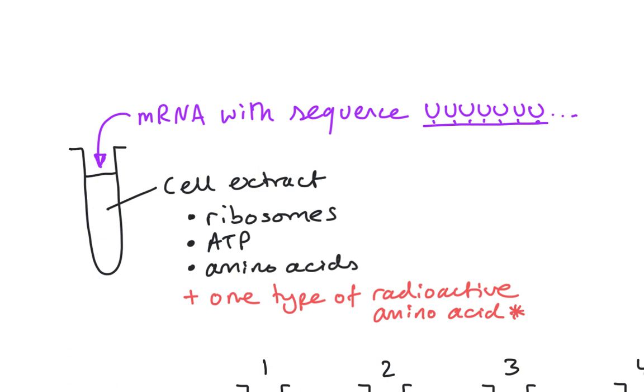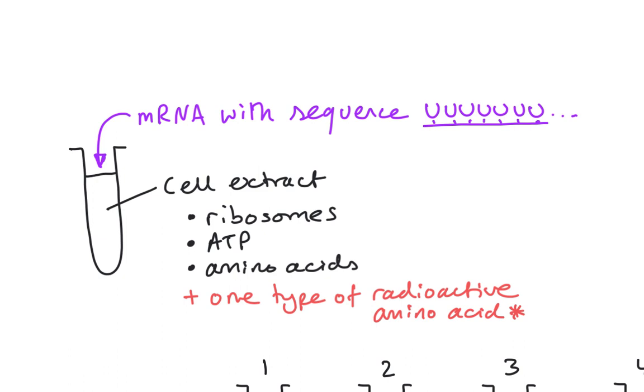However, in each of the tubes that we're going to make up, they're all going to have the things in black, but they're going to have one type of radioactive amino acid. There's 20 amino acids, so we'll have to set up 20 of these tubes. They will each differ by the amino acid that's radioactive. It doesn't mean that there isn't a non-radioactive version of the same amino acid, because all 20 amino acids are present. However, we're adding some extra amino acids of one type that are radioactive.